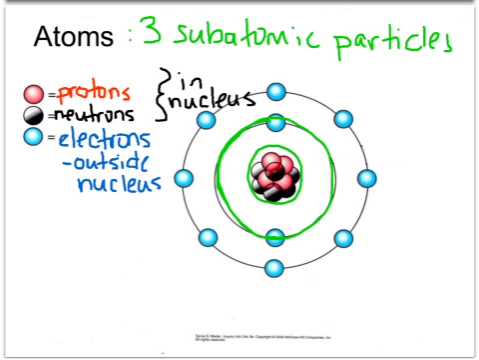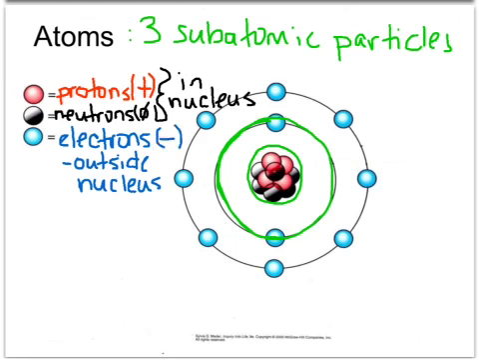Our protons are positively charged. And our neutrons are neutral, so they do not have a charge. I just put a little zero with a line through it. The overall charge of the nucleus then is always positive. However, when looking at the whole atom, our electrons are negatively charged.